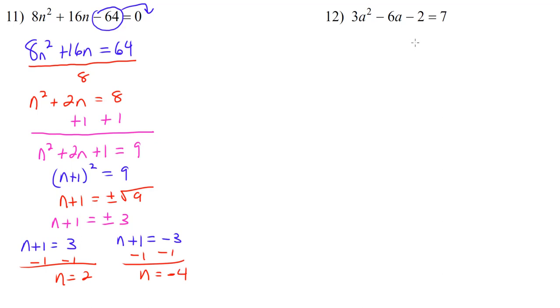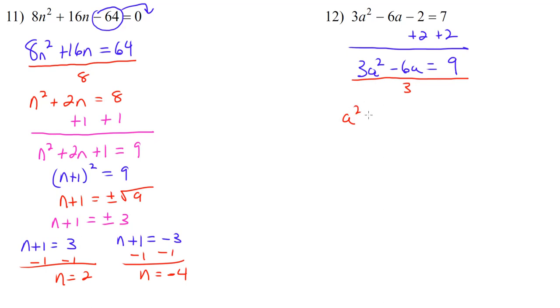All right, last example here. So number 12, 3a squared minus 6a minus 2 equals 7. We need to get rid of this negative 2, so we're going to add 2 to both sides. We've got 3a squared minus 6a equals 9. And again, we notice we could divide this entire equation by 3. So let's do that. So we get a squared minus 2a equals 3.